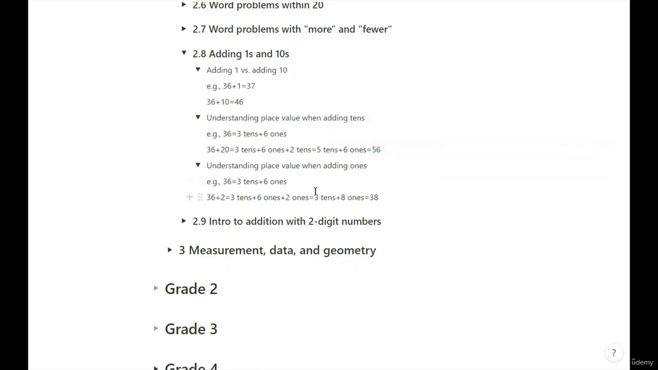Also, we need to understand the place value when adding ones. For example, the same example, 36 has 3 tens plus 6 ones. If we add 36 plus 2, it will be 3 tens plus 6 ones plus 2 ones. Then finally, we will get 3 tens plus 8 ones. So the result is 38.